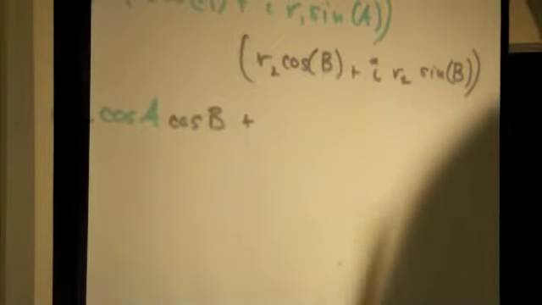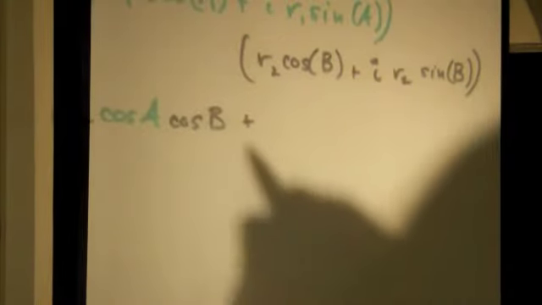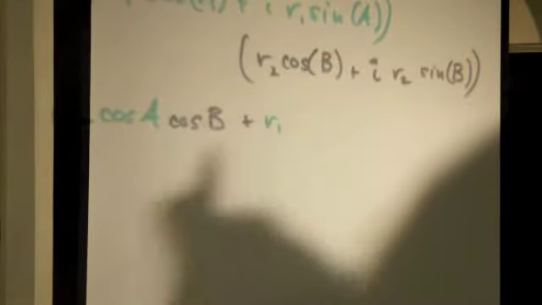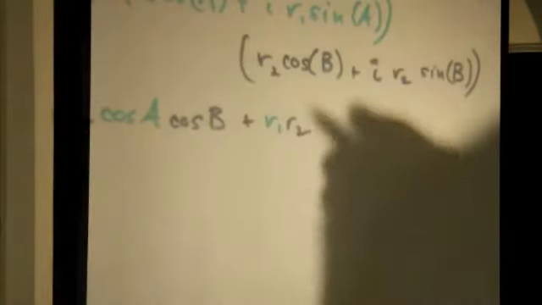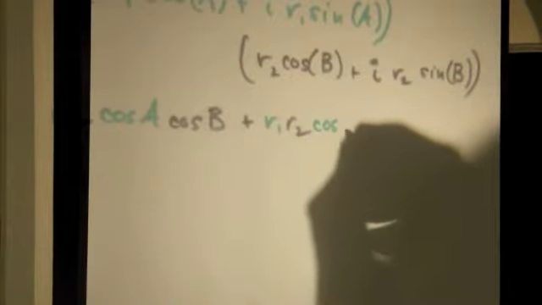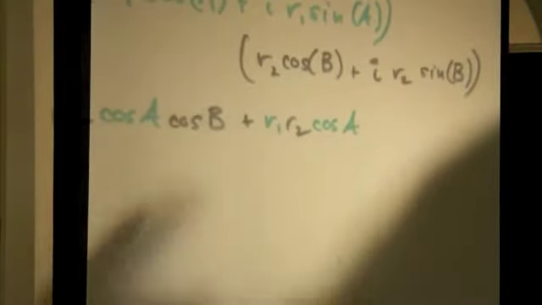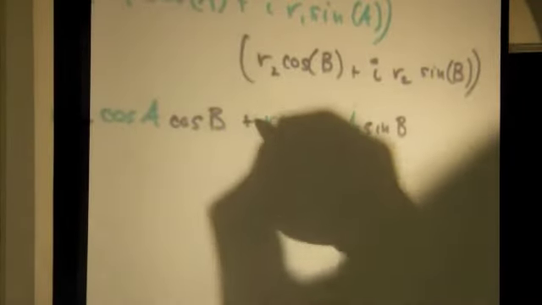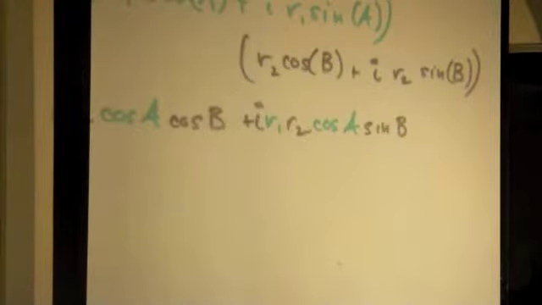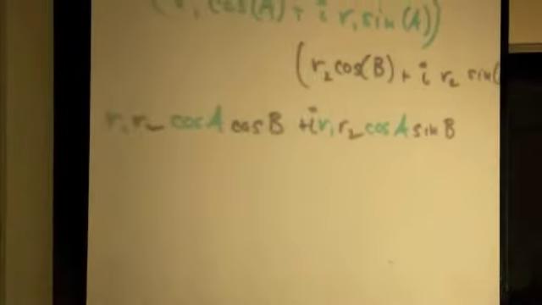The next term is going to be R1 cosine A times i R2 sine B. R1 times R2 cosine of A. Oopsie, don't forget your i, Rob. Sine of B. And then let's put an i out here. Okay, is everybody okay with that? I think I got that. Thanks, John. There we go.